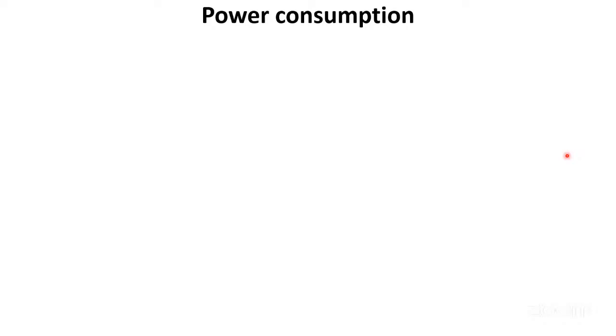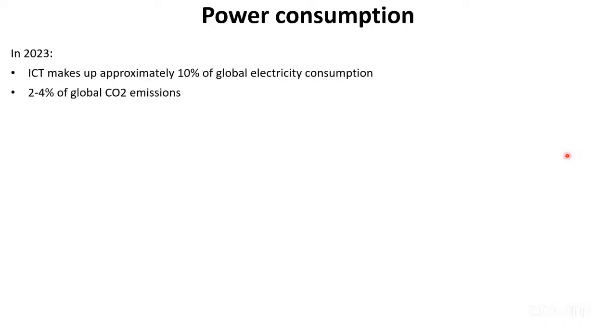So basically, if you see the data about power consumption, in 2023, the Information and Communication Technology (ICT) sector makes up approximately 10% of the global energy consumption, which is obviously around 2 to 4% of the global carbon emissions. Now, it is important to understand that as the data is increasing, you are gradually increasing these emissions and the data requirement.